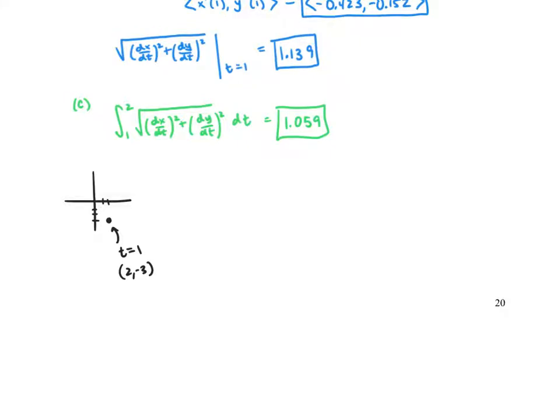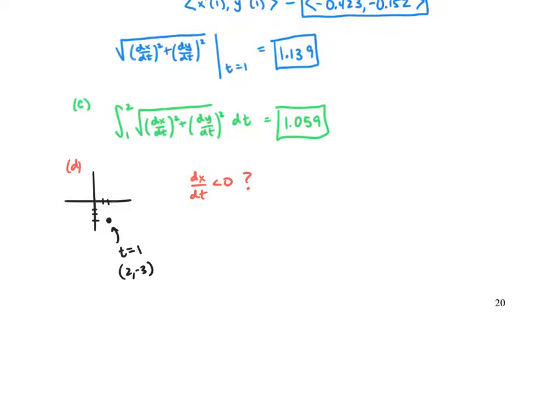If that's the case, then we would need to have dx/dt negative. The reason is that the particle would have to move left at some time greater than 1, because remember at time 1 we're here, so at time greater than 1 it would have to somehow move to the left to get back to the y-axis. So the question is, is this possible? Is it in this problem possible for dx/dt to be negative? The answer to this is no.